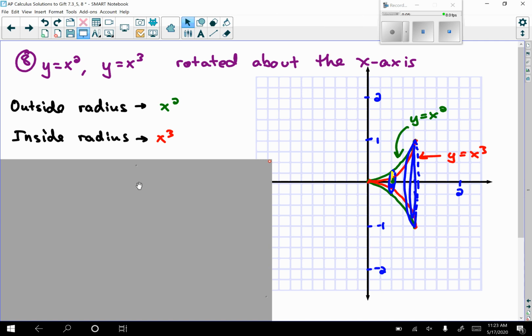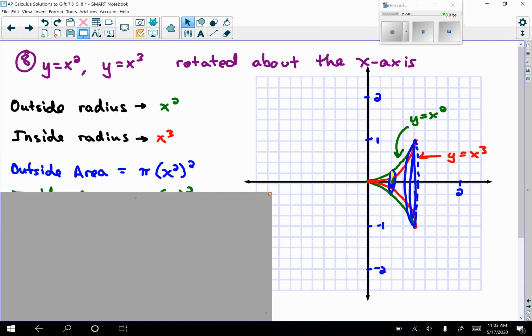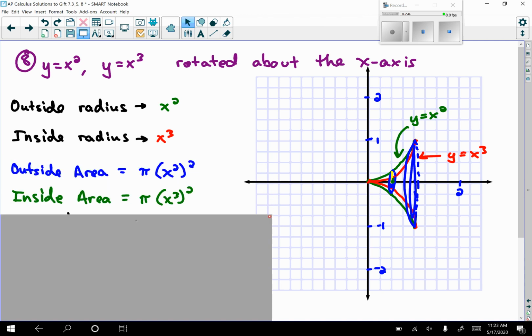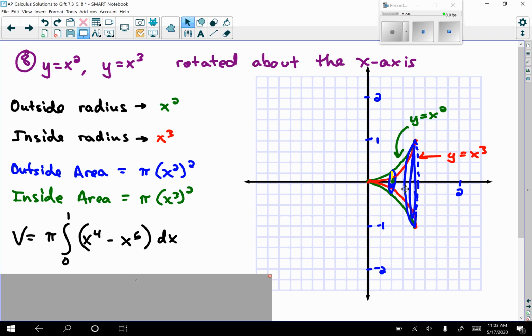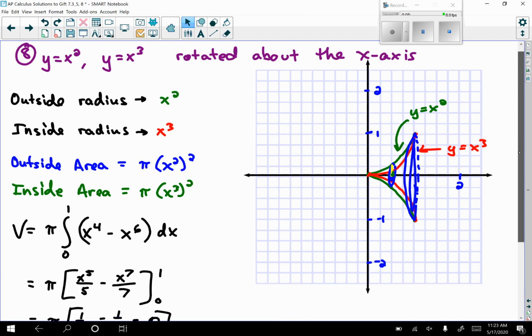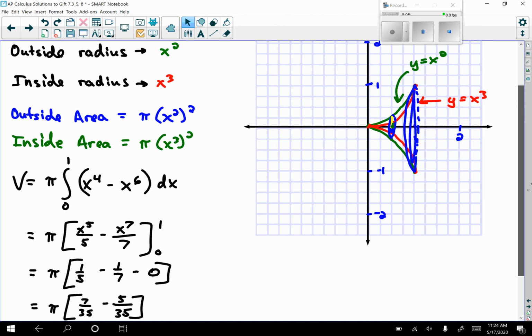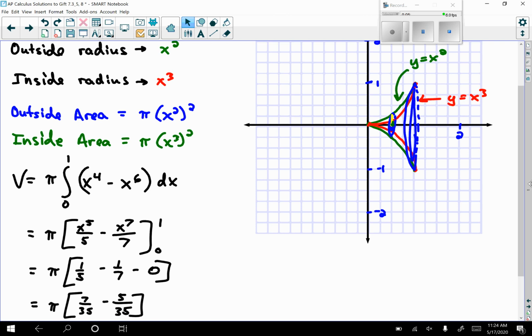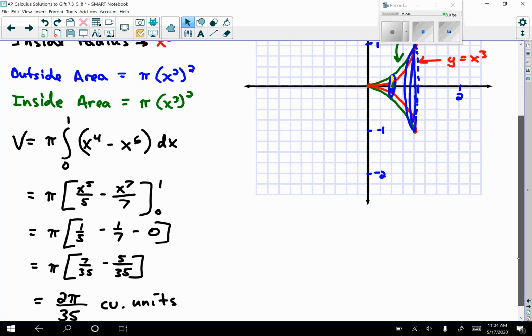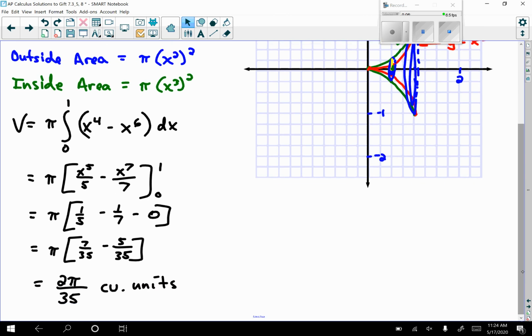My outer area is pi times x squared squared, and then my inside area is going to be pi times x cubed squared. So this makes it really nice, very easy expressions here. So my volume, again, with respect to x, I'm going just from 0 to 1, so I have the pi on the outside, x to the 4th minus x to the 6th dx. No need for u substitution here, just take the antiderivative. Substituting in the 1, we get 1/5 minus 1/7 minus 0. Common denominators here, and we end up with 2 pi over 35 cubic units.